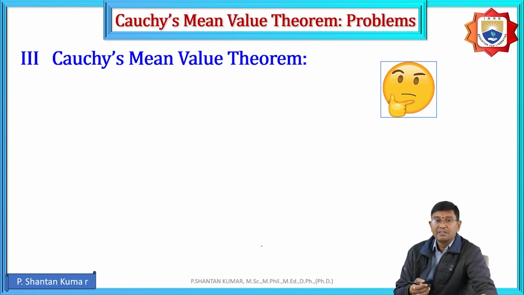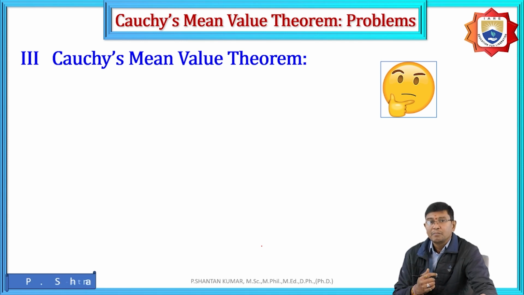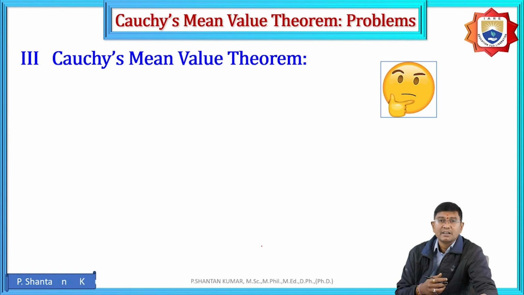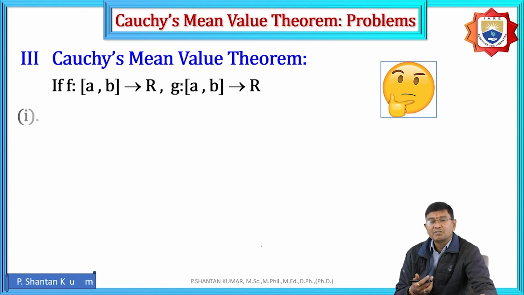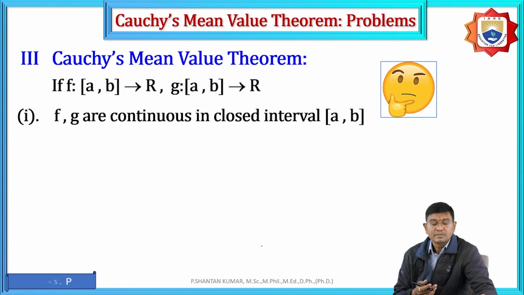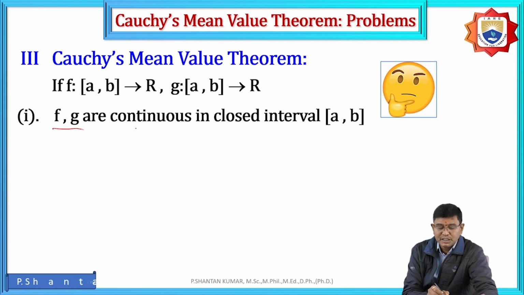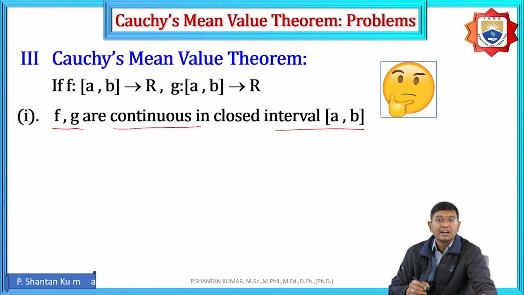Here also, we observe that in Rolle's and Lagrange's theorems only two conditions are required, and only one function is involved. Whereas in Cauchy's mean value theorem, by observing the problem, without the statement giving the conditions, it is easy to identify that two functions are involved: f and g, both continuous functions, that is, f and g are continuous in the closed interval [a, b].